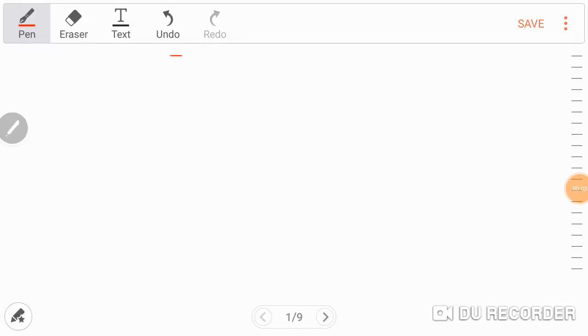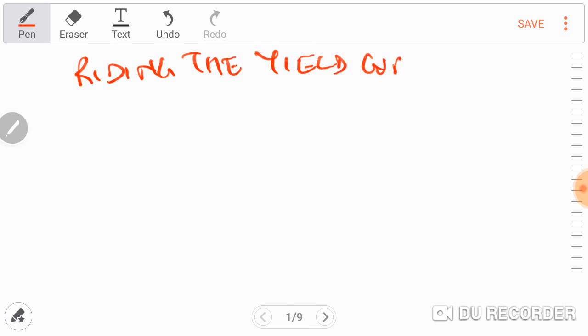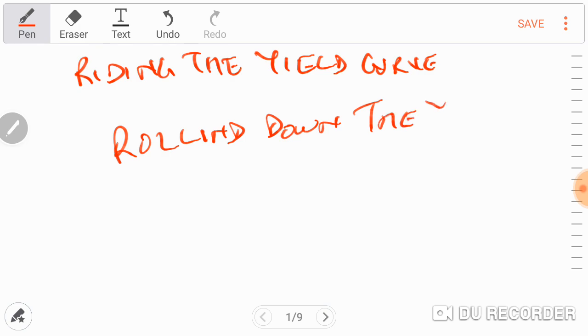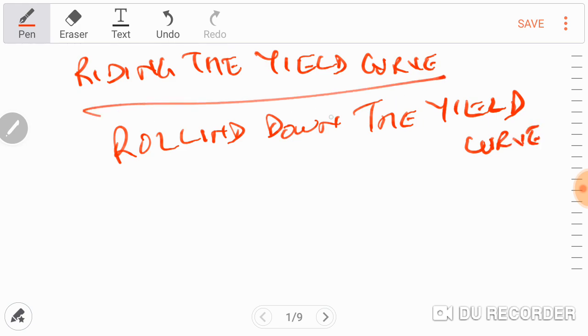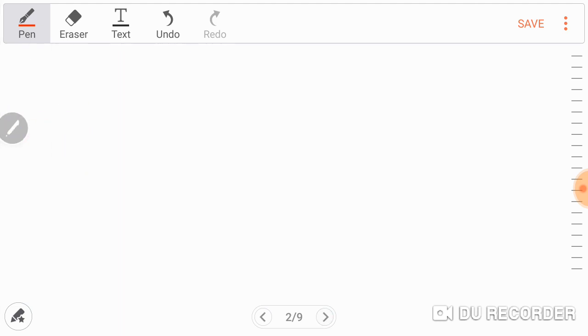Today I want to talk about the concept of riding the yield curve. Riding the yield curve is also called rolling down the yield curve, and I'm going to explain why that's what it's called. It's an interesting concept, so that's the topic we'll be talking about. Now let's get into it.